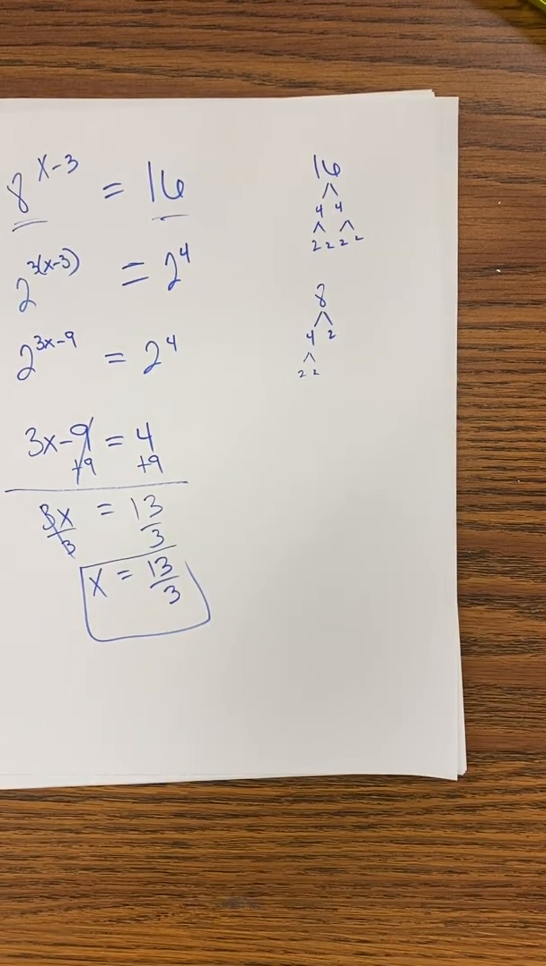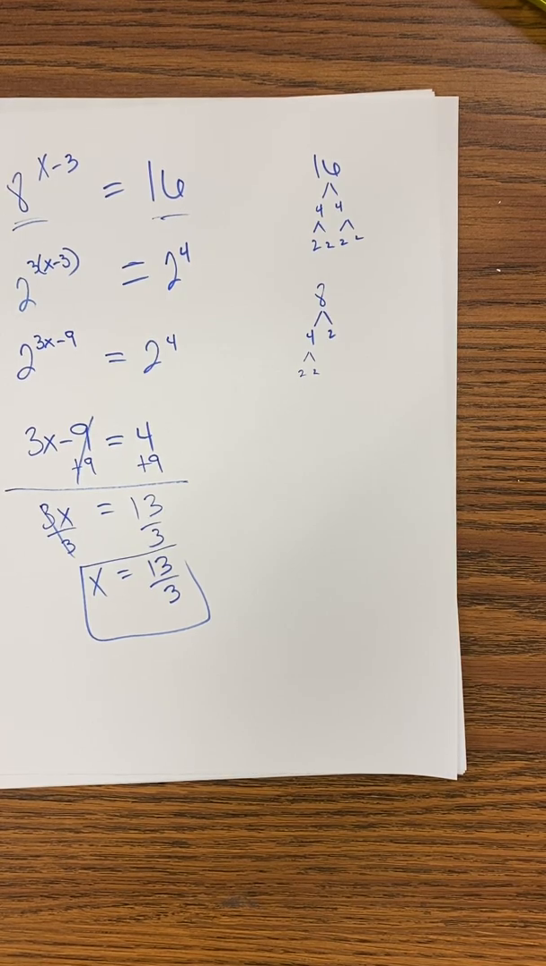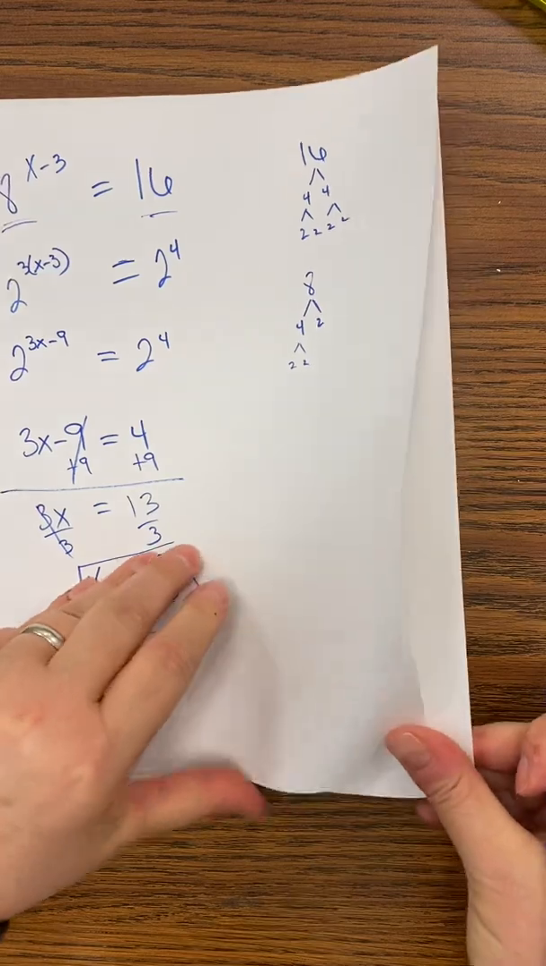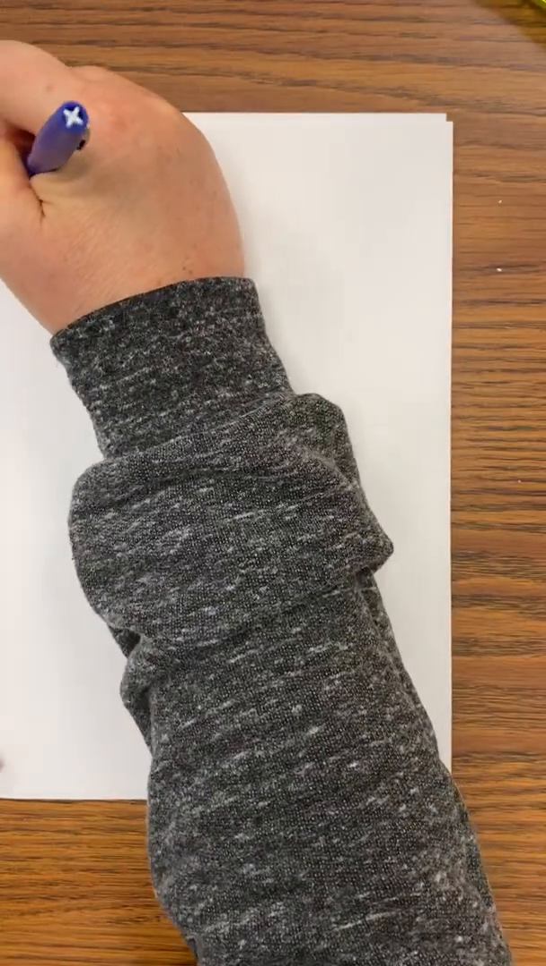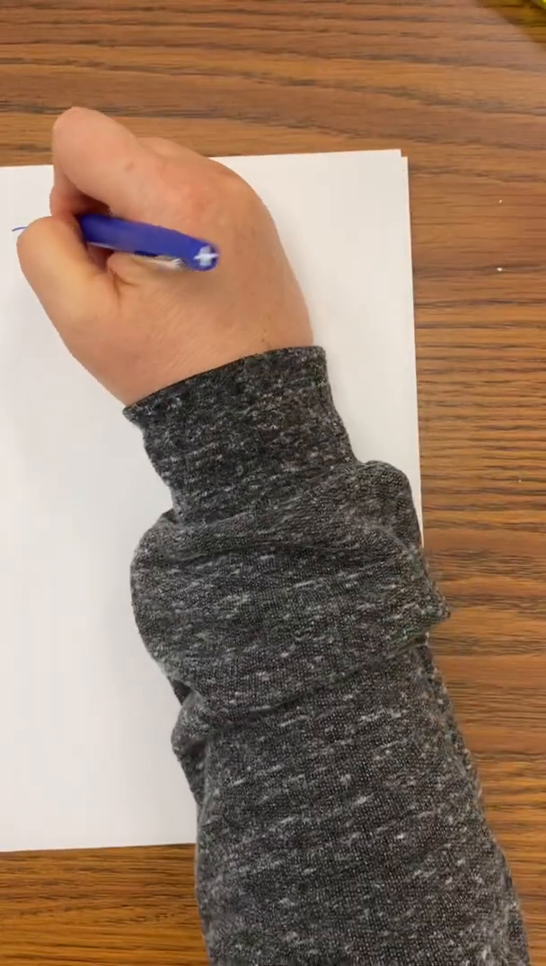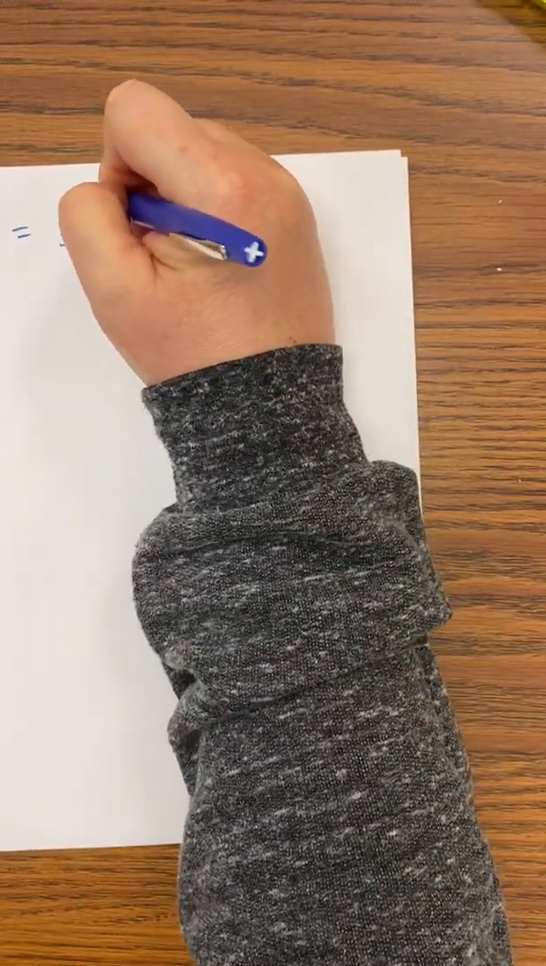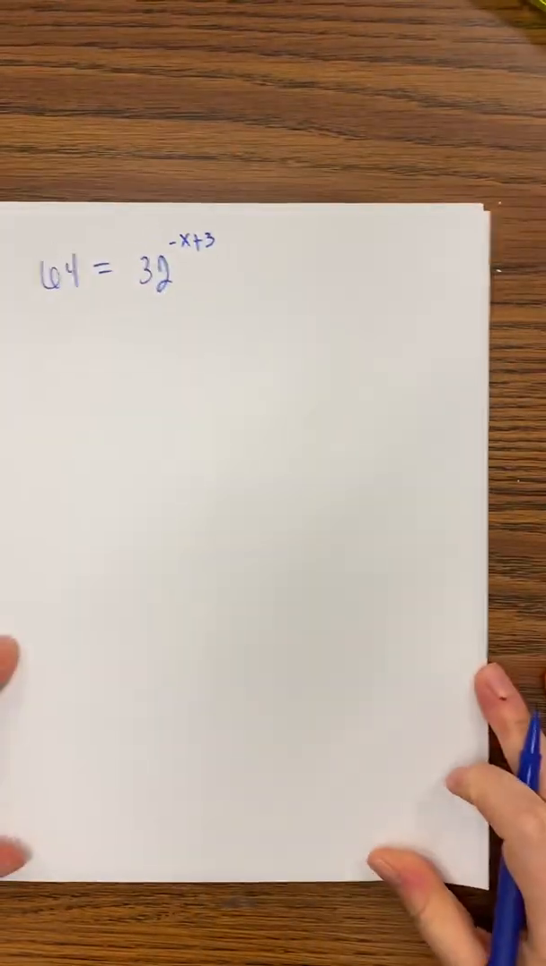I'll do one more, just to make sure you get it. Since I added this assignment, we get a little bit bigger numbers. Well, this one will have to do. Okay, so this one's 64 on one side, and the other side is 32, and then negative x plus 3 in the exponent.